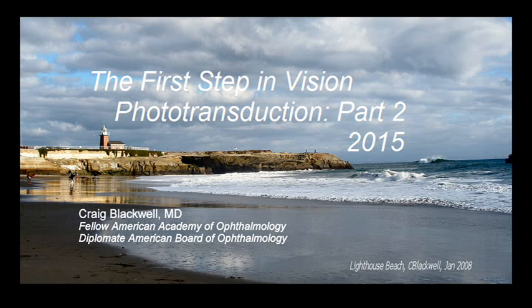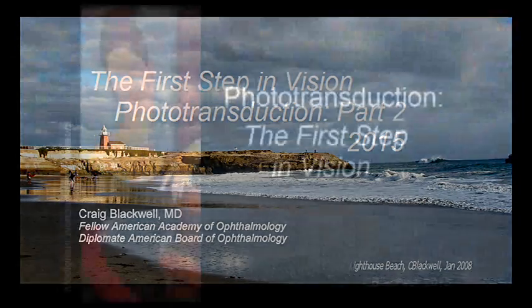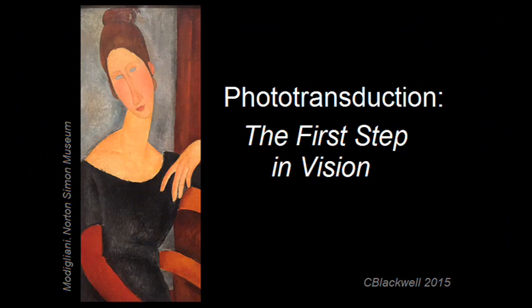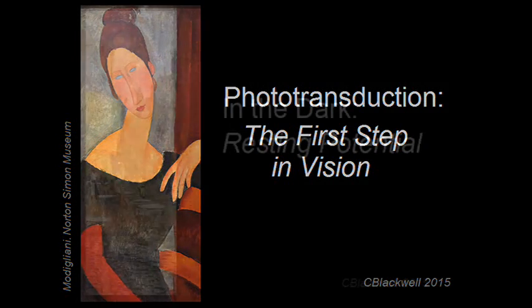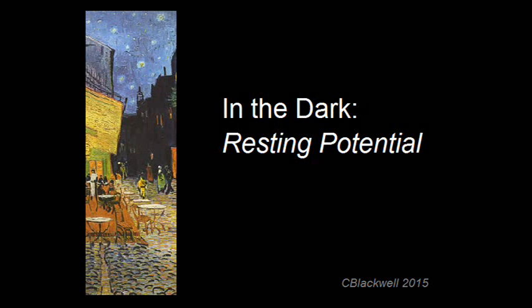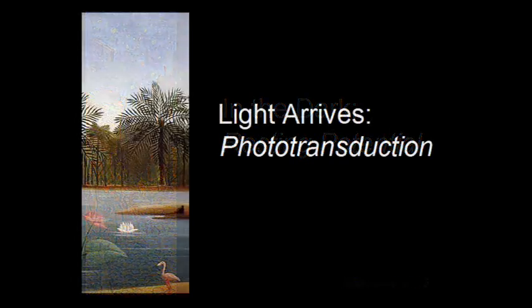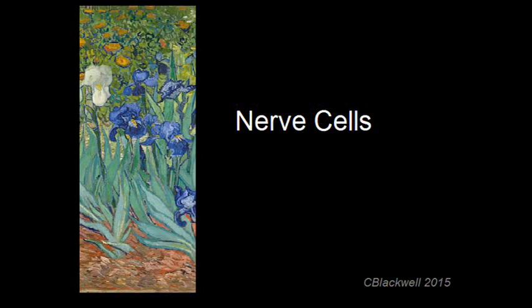This is the second of two videos about phototransduction, the first step in vision. In part 1, we looked at the process of phototransduction as it occurs in rod cells in the retina. We got as far as photon arrival and activation of the nerve signal. The doorbell had been rung.